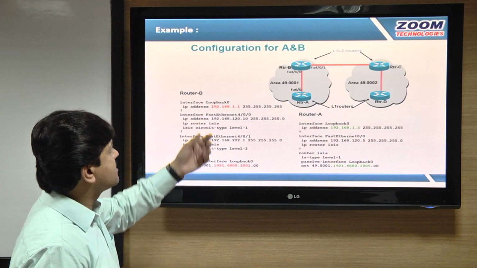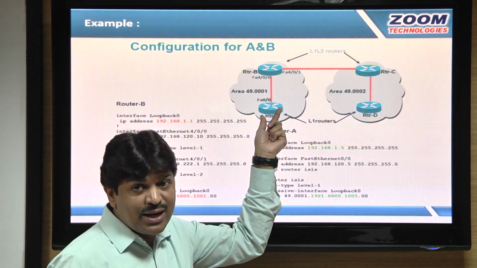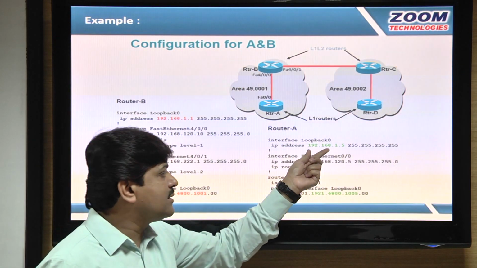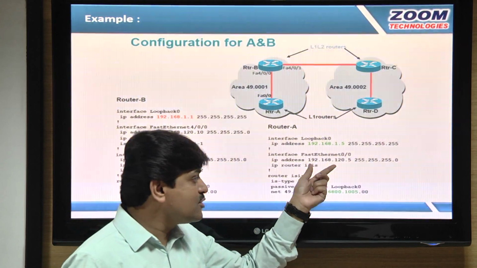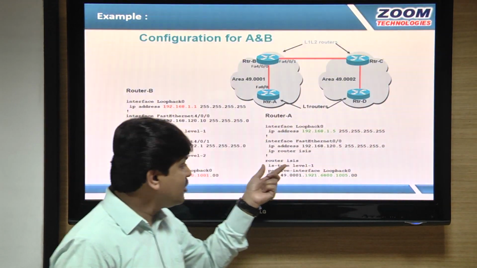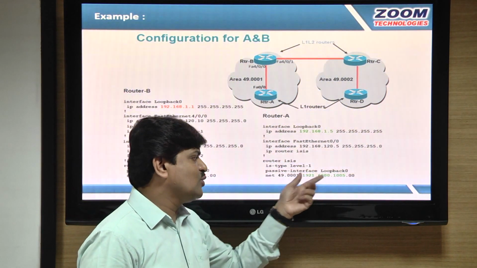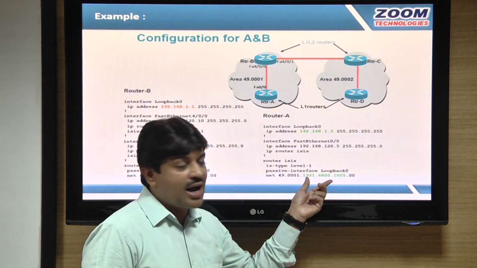So like this, configuring router A and router B. This is the L1 router. The configuration for the L1 router, that is router A, is like this. This is just a loopback interface, and this is the LAN interface. We have to enable ip router isis on the interface, and under router isis, is-type level-1, and passive interface is just for loopback, and then the network ID.